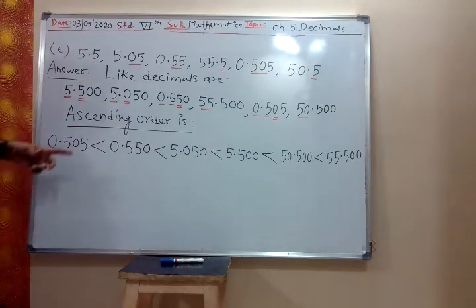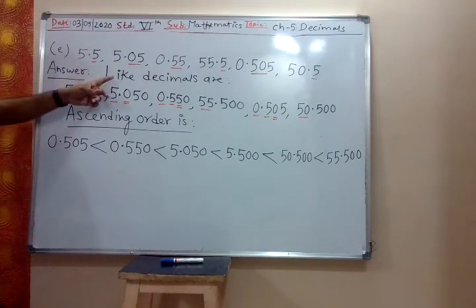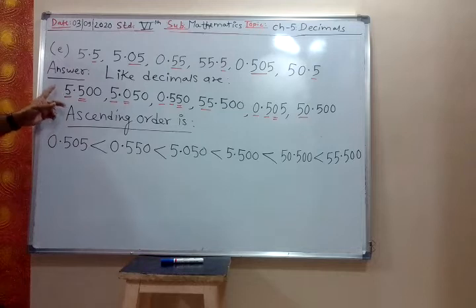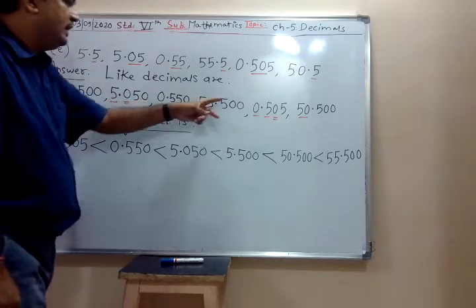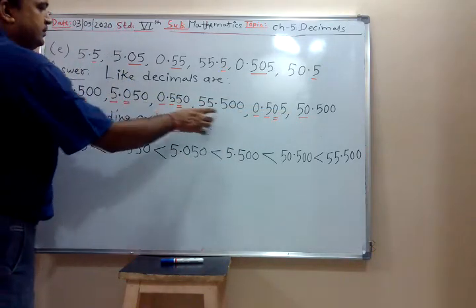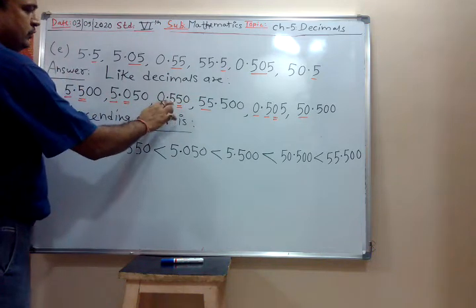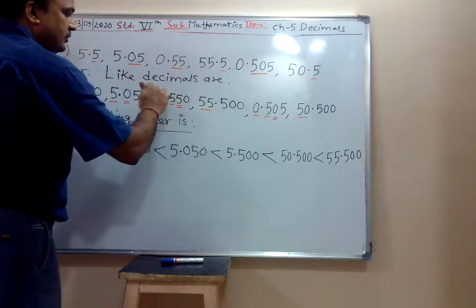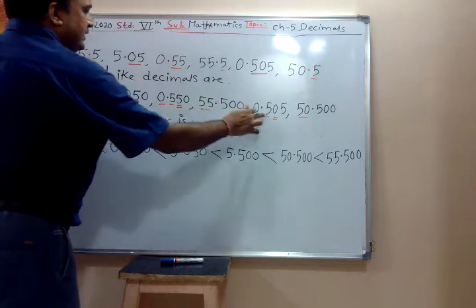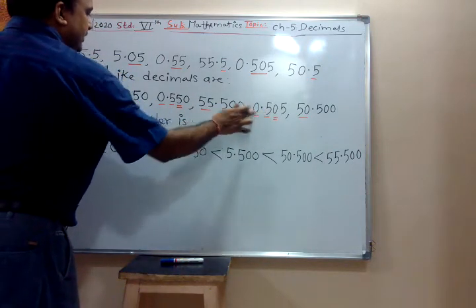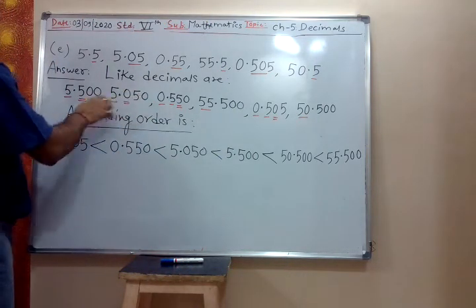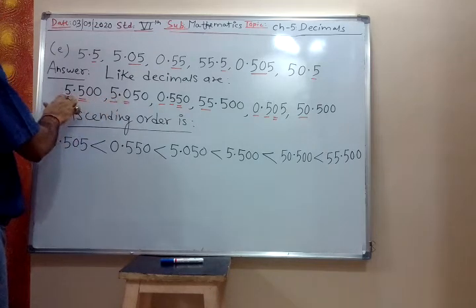For ascending order, first we convert them into like decimals and then we compare the digits from the left. Which is smallest? 0 is smallest. These two are the same. Then to find which is smaller of these two, after the point it is 5 and 5, they are the same. Go for the second digit: it is 5 and it is 0. So this is smallest. So 0.505 is less than 0.550.